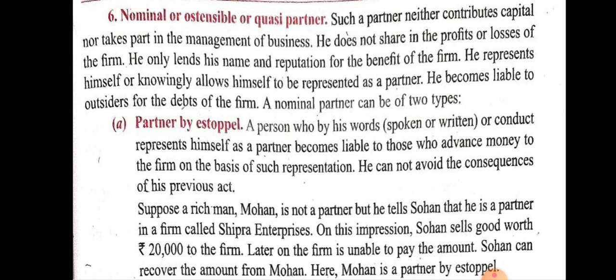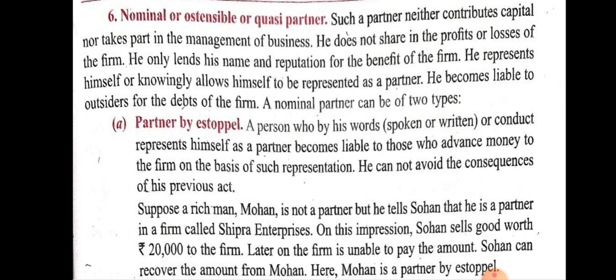On this impression, Sohan sells goods worth 20,000 to the firm. So Mohan is a rich man and he's very well known. So he tells Sohan that I am the partner of Shipra Enterprise, so why don't you sell your goods? So what did Sohan do?